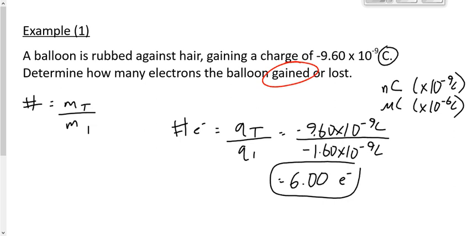Yeah, question? Should be 19. Yeah, this should be 10 to the minus 19. So that actually should give me not 6. You're right. Thank you. That should be 6 times 10 to the, I think it's 10 to the 10. Yeah, 10 to the 10 electrons.